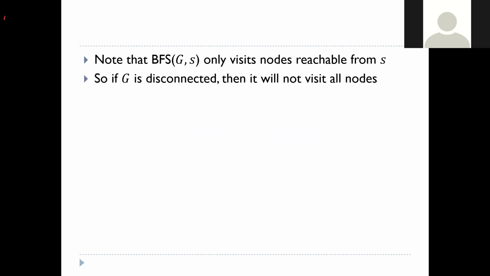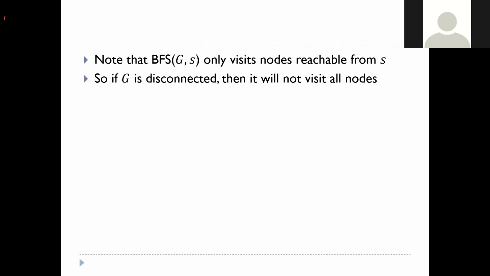Okay, so now we'll talk about the so-called full BFS, and also we're going to provide analysis of the BFS algorithm. What we just said is that the breadth-first search, starting from a source node, will only visit all the nodes reachable from the source node S. So if your graph is disconnected, then this BFS would not visit all the nodes. It may not touch upon all the nodes, okay?